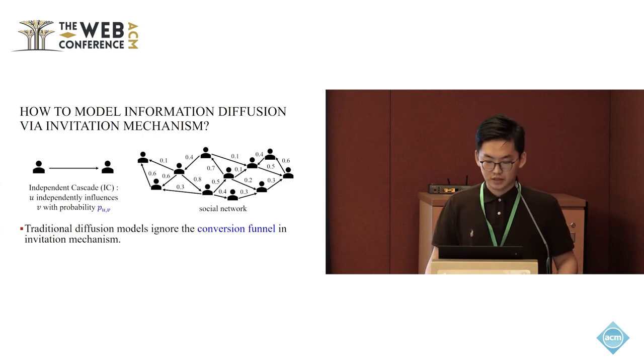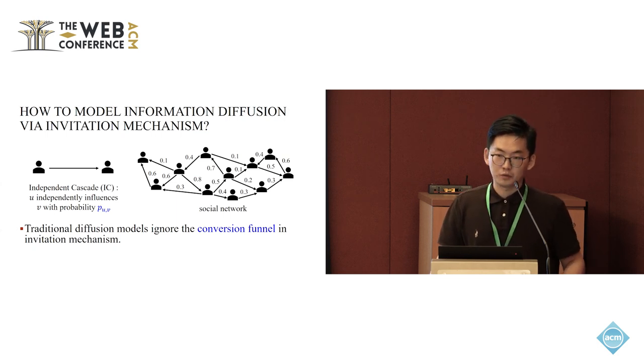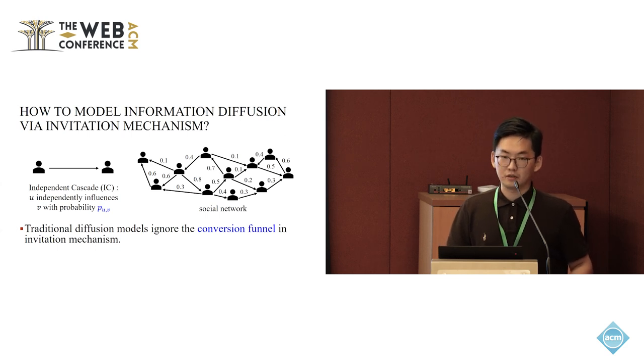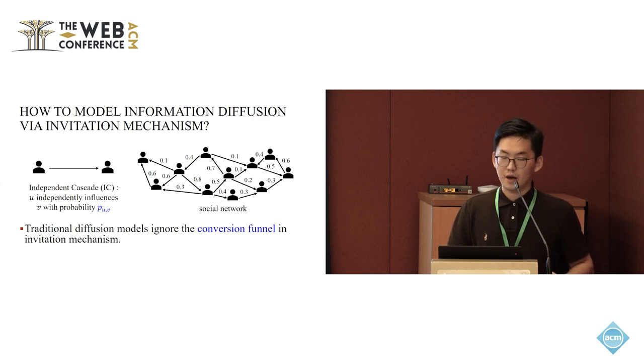The independent cascade model, here we shorten it to IC, assumes that every engaged user has an independent influence probability to influence their friends. This probability is called p_uv. At first glance, this model might be suitable for the invitation scenario because, as I mentioned in the previous slides, invitations mostly happen between you and your friends. So the invitation behaviors typically happen and cascade along existing social relationships.